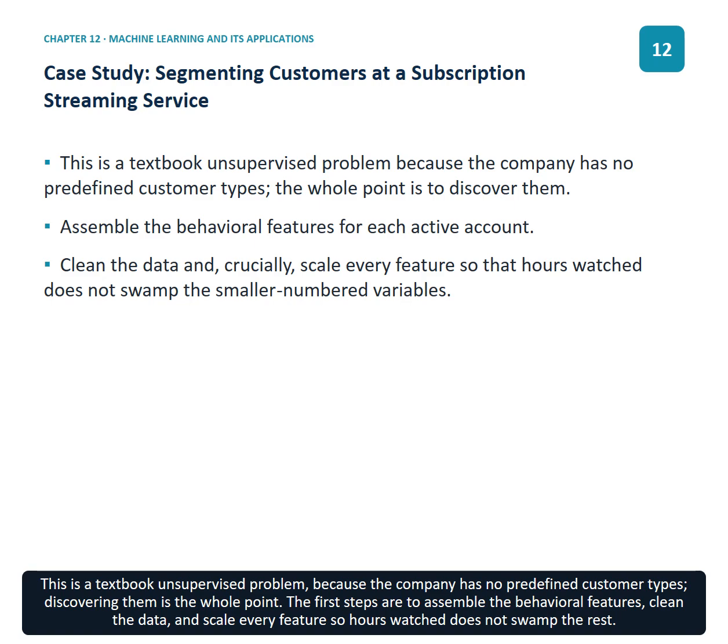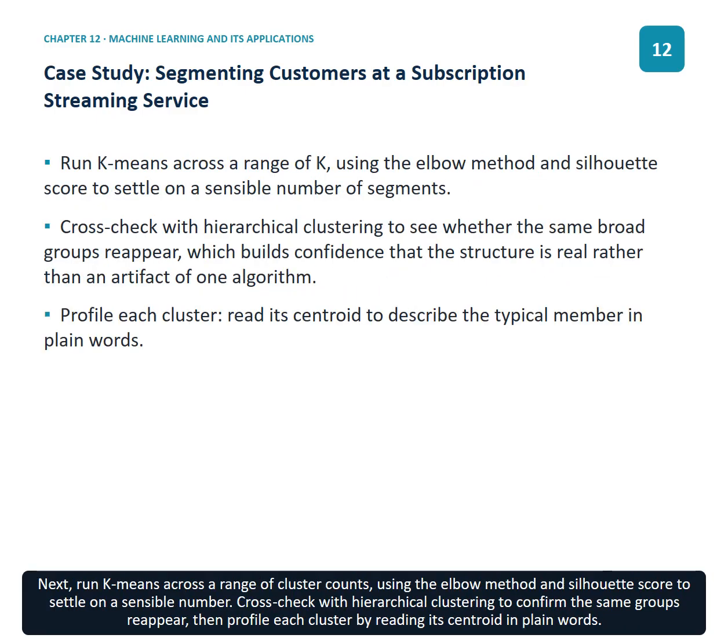The first steps are to assemble the behavioral features, clean the data, and scale every feature so hours watched does not swamp the rest. Next, run k-means across a range of cluster counts, using the elbow method and silhouette score to settle on a sensible number.